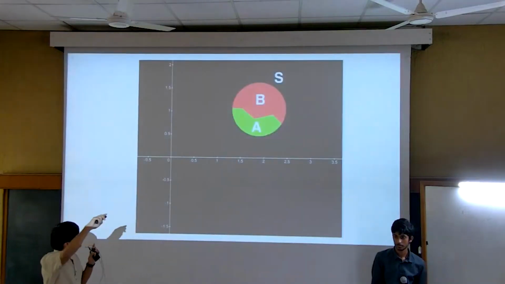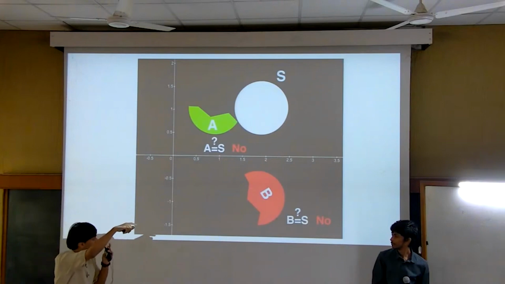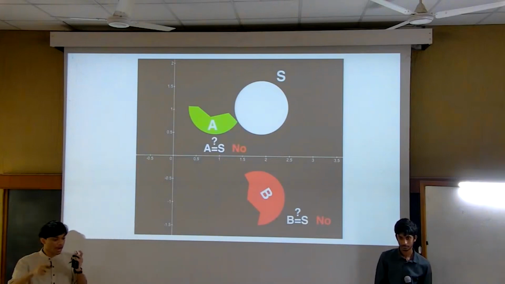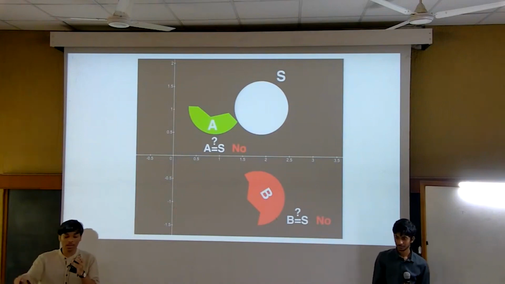Another example that does not work. We're translating and rotating A and B in some order, but they're going outside S. Not only do we want both of them to be inside S, we want both of them to equal S.